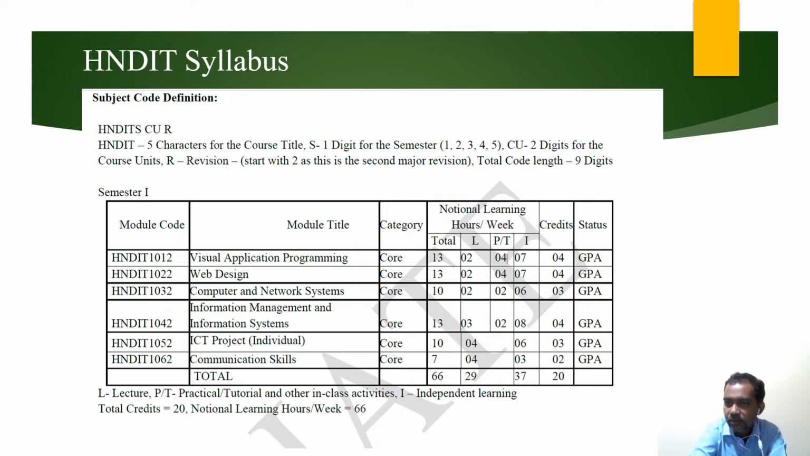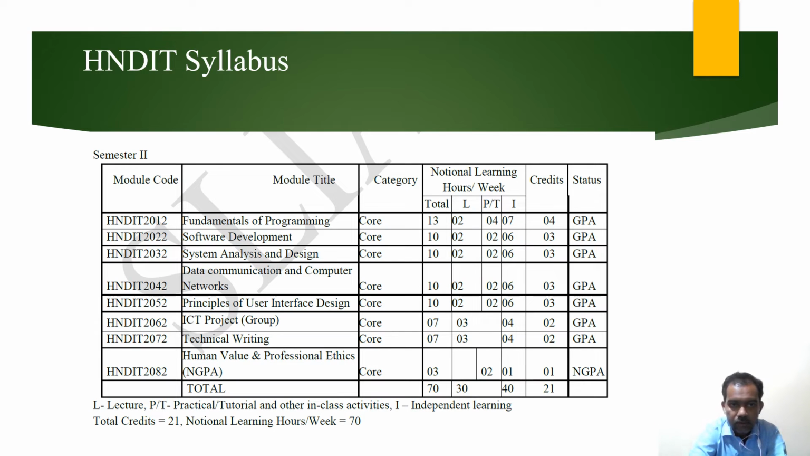Then let's go to HNDIT 2052. The subject name is Principles of User Interface Design. That is the core subject. 2 lecture hours per week and 2 practical hours per week. Credit level is 3 and GPA subject.